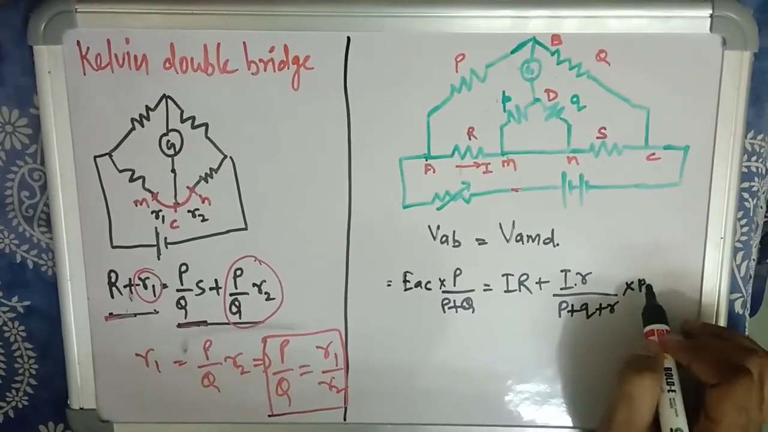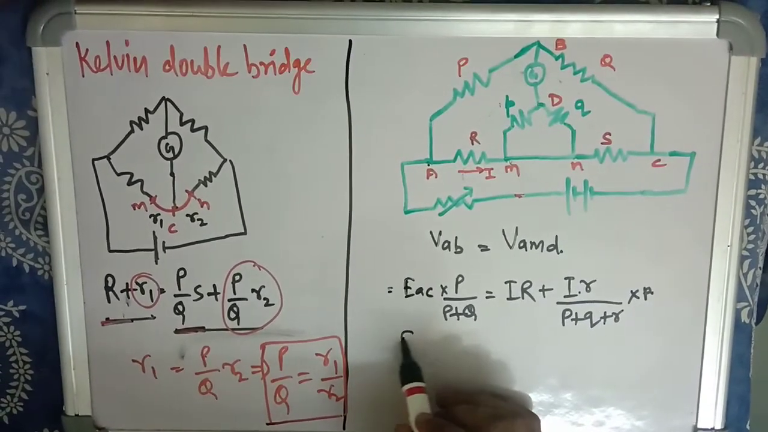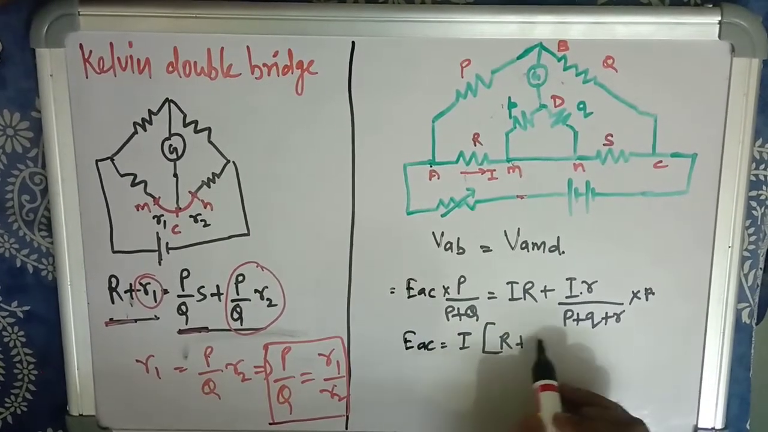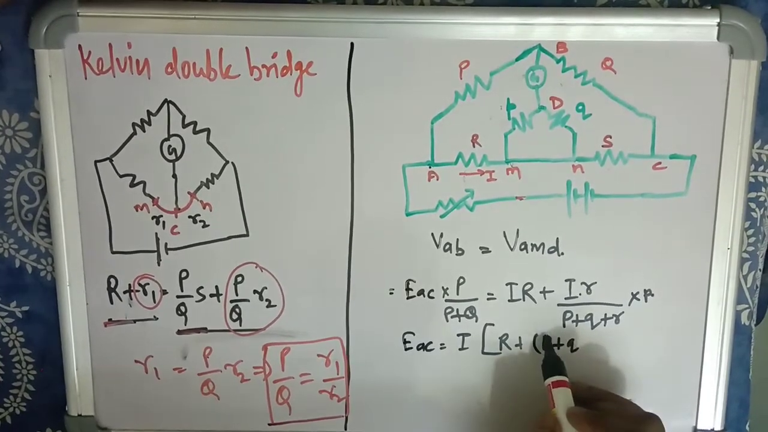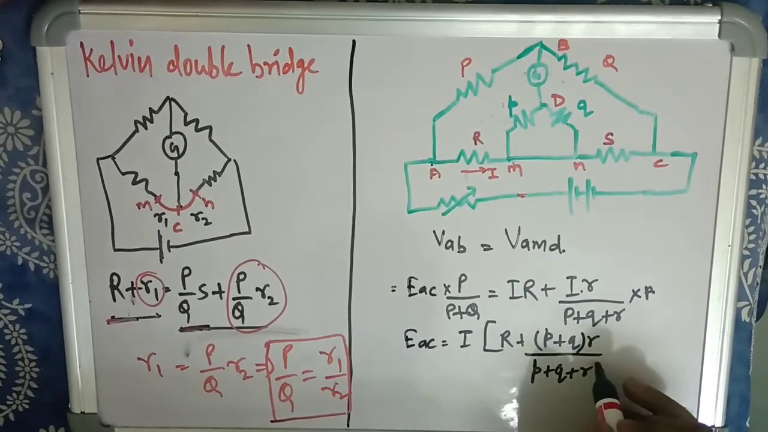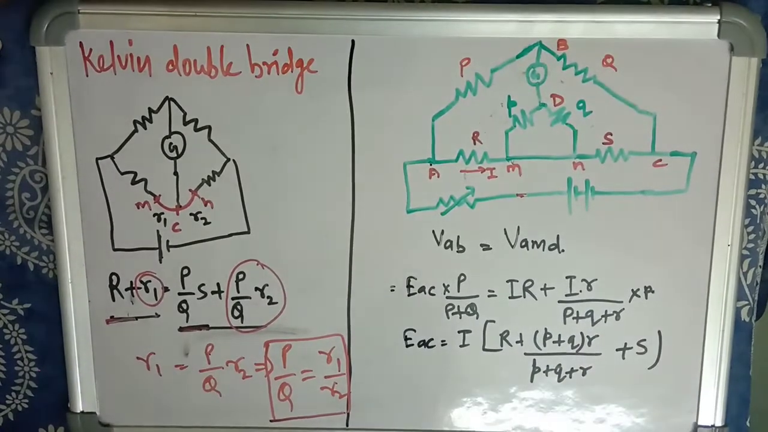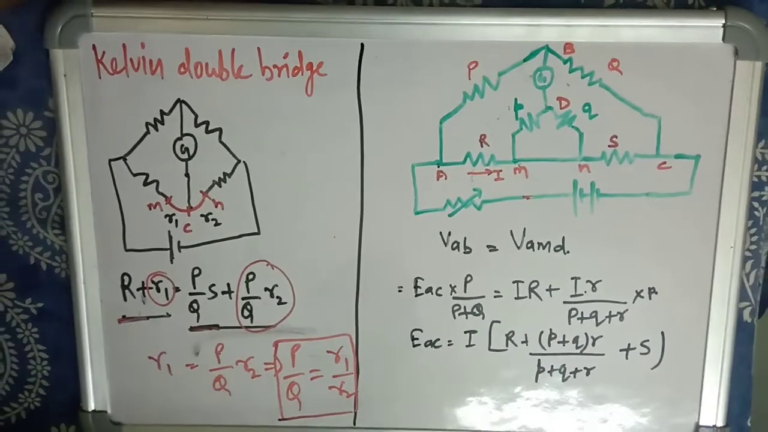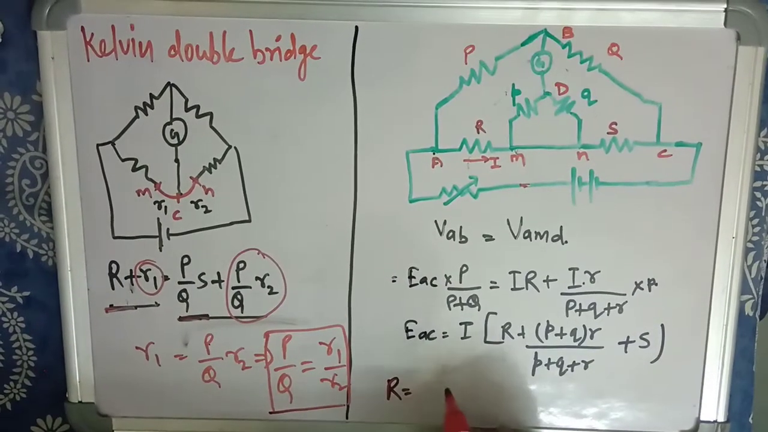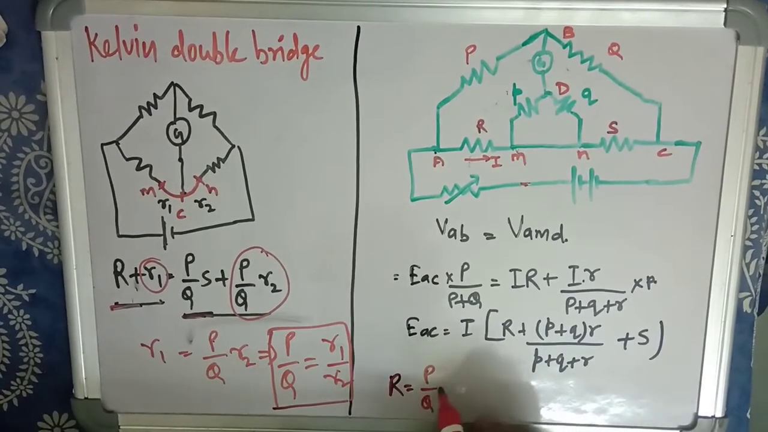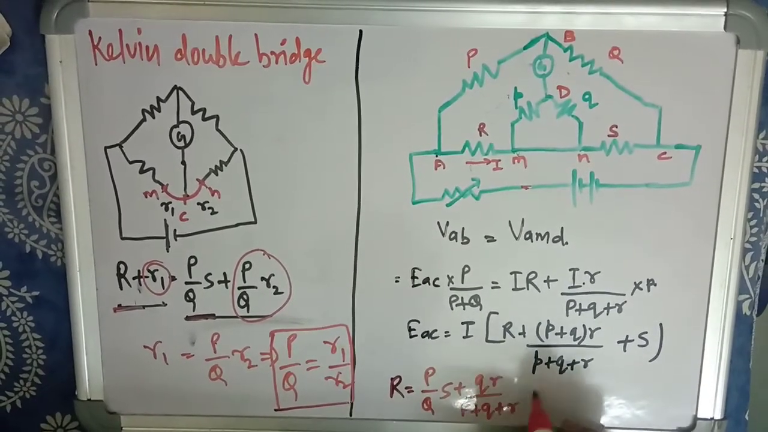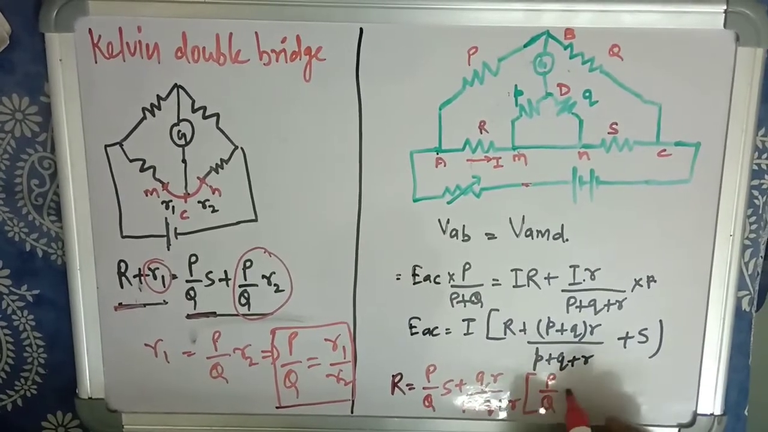into P. So from this we get EAC, that is equal to I into R plus P plus Q, small p plus Q into R upon small p plus Q plus R plus S. So when we put this value into this value, our original value comes out of R. So our R comes out to be P by Q into S plus QR upon P plus Q plus R, and P by Q minus P by Q.